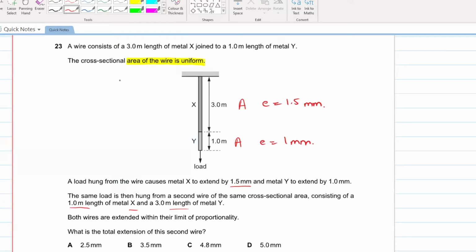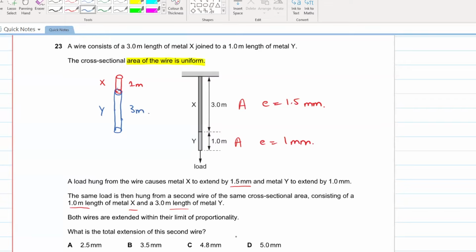Now we have made a second wire where we have X as 1 meter and Y as 3 meters. Both wires exhibit their limit of proportionality. What is the total extension of the second wire?